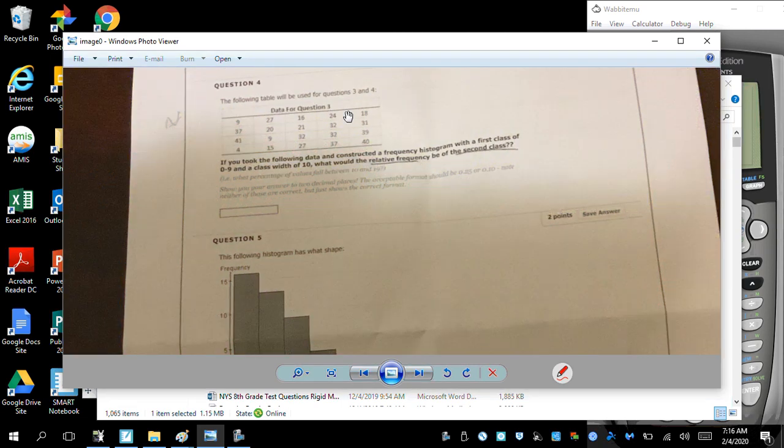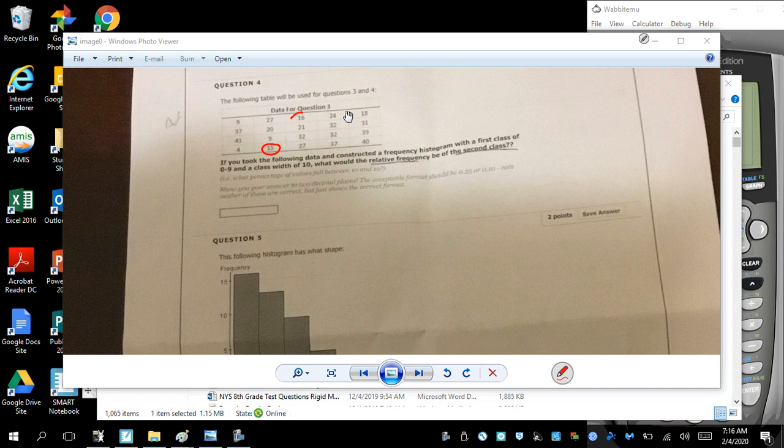If you took the following data and constructed a frequency histogram, the first class is 0 through 9, and the class width of 10, what would be the relative frequency of the second class? Well, we went back and said that there were these numbers that fit in that second class. There were 3 of them, and you have 20 altogether. So that's 3 out of 20.